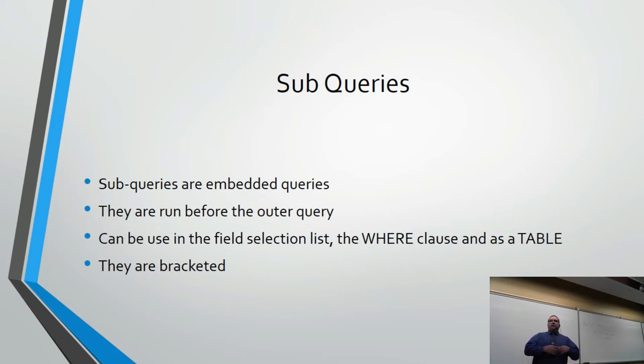Now, what's the rule about brackets in math? Brackets are run first. In SQL, subqueries are contained inside of brackets. So what does that mean? It runs the query first. What it does, it runs that query and then returns the values of that query to the outer query. So you build up some data here and you pass it out to the other one.